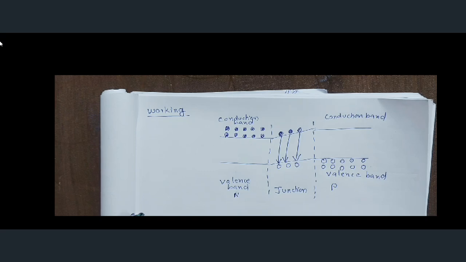Now try to understand. There are two bands, one is the conduction band and one is the valence band, and this is for N and this is for P. When it is in forward bias mode, what will happen? Electrons from the N region and holes from the P region are injected into the junction. Where are they injected? When it is forward bias, both of them come into the junction, get injected. So here we see electrons have come and here holes have come.